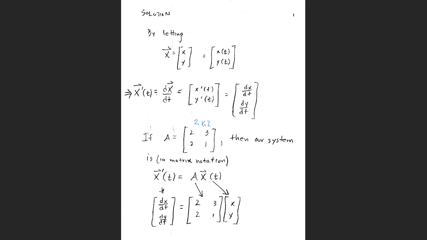So if I want to write my system of differential equations using matrix notation, it would be equal to the derivative vector x prime of t equals A of x of t, where I've denoted the x prime, the A, and the x as you see there.